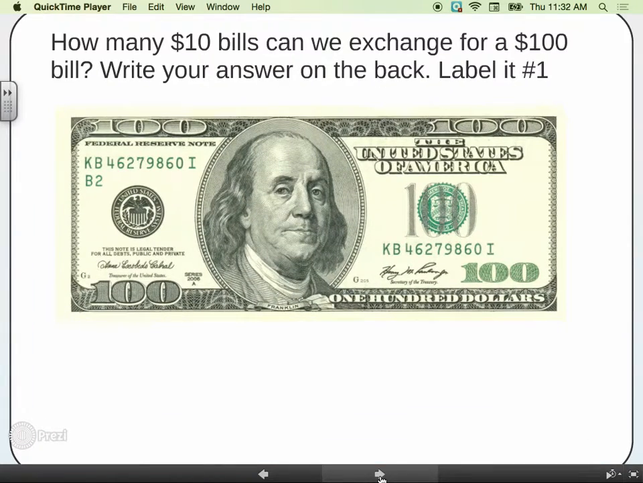Okay, now this is one of the things that you need to answer on the back of your sheet. How many $10 bills can we exchange for a $100 bill? Write your answer on the back and label it number 1. So what I want you to do is think about how many tens I can take out of a $100 bill.